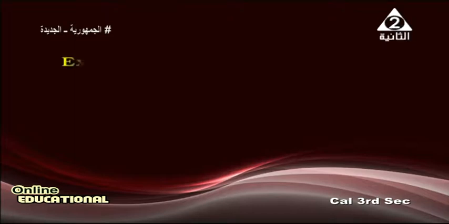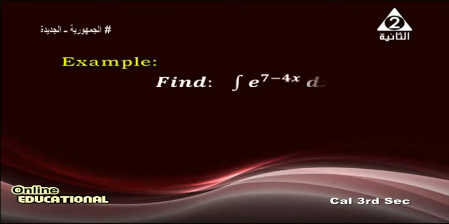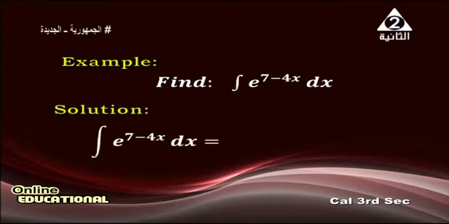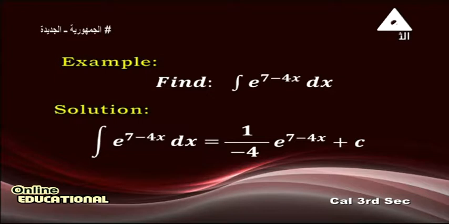Now we move to the next example. Find the integration of e to the power 7 minus 4x dx. The integration of e power 7 minus 4x equals e power 7 minus 4x multiplied by the derivative of the power, or multiplied by negative 4, then the integration equals negative 1 over 4 e to the power 7 minus 4x plus c.